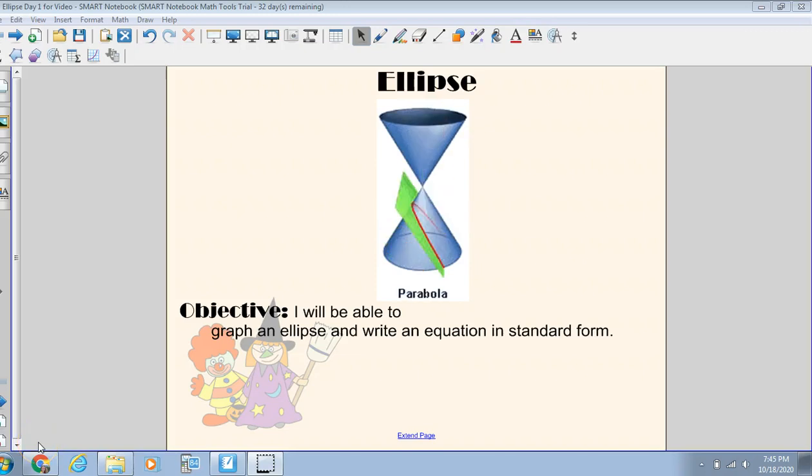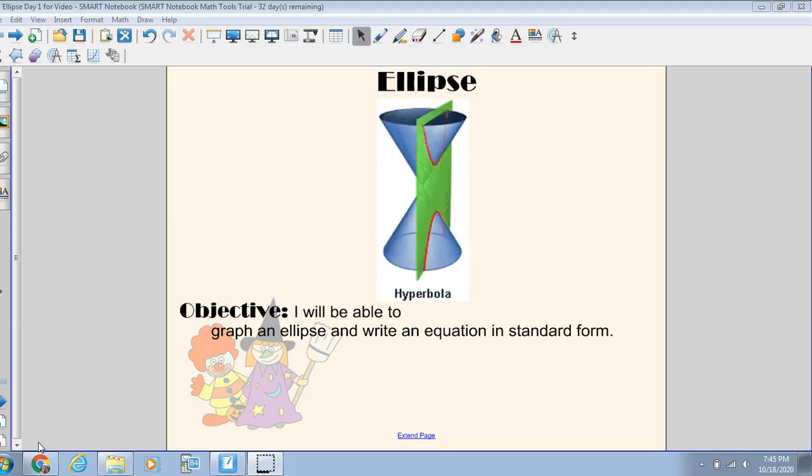Hello Math Analysis students. In this video we are going to learn the first part of our information about the conic section known as an ellipse. There are four types of conic sections: a circle, an ellipse, a hyperbola, and a parabola, as you can see in the animation that's on the screen right now.